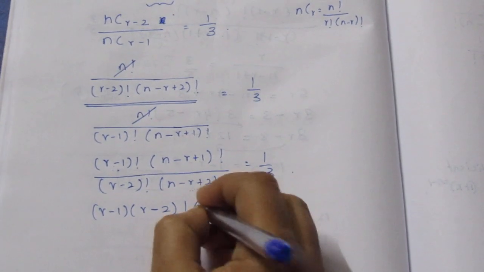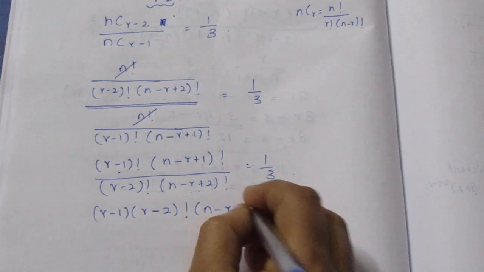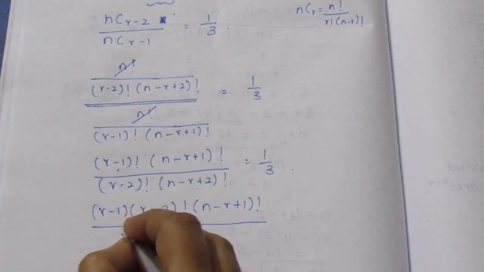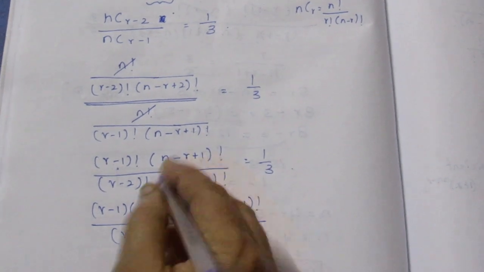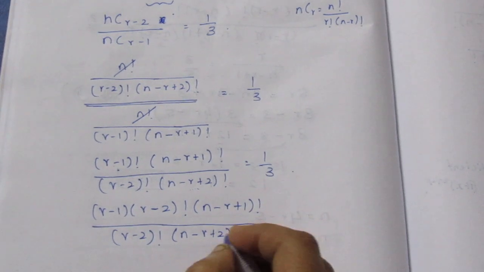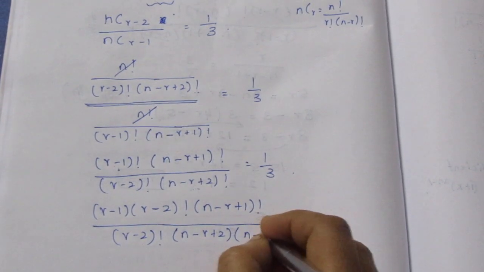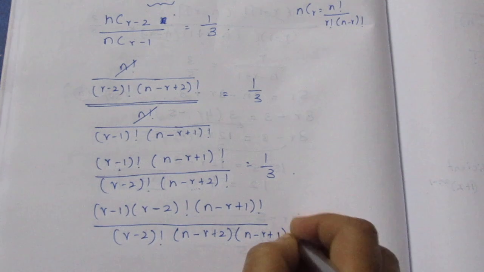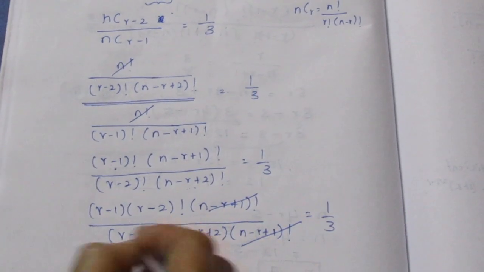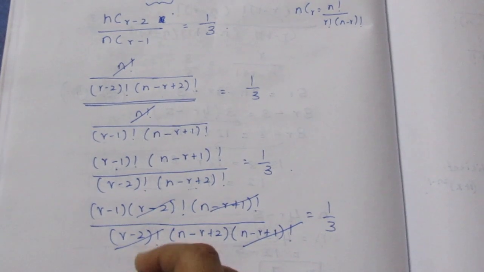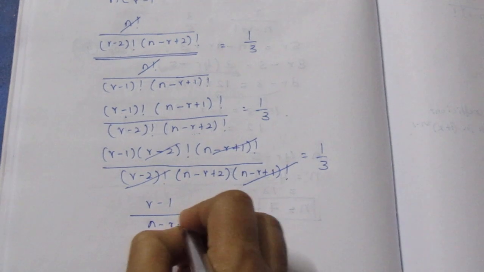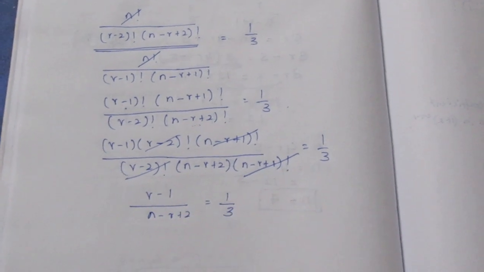So let us stop this in the numerator. It becomes (n minus r plus 1) factorial by, here in the denominator, let this be as it is, and this can be split out: (n minus r plus 2) into, writing minus 1 it becomes plus 1. So n minus r, the next number will be plus 1 factorial equal to 1 by 3. This gets cancelled, this gets cancelled. We have (r minus 1) by (n minus r plus 2) is equal to 1 by 3.